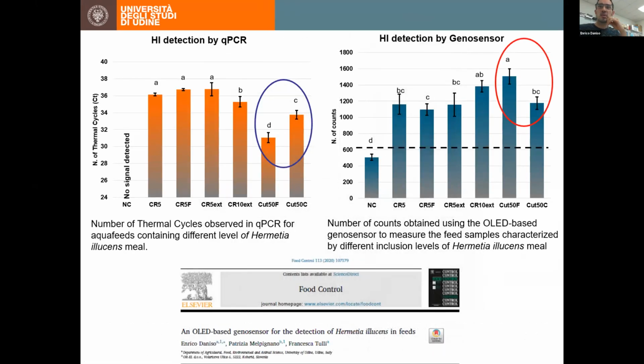If we compare the data that we obtain from the genosensor and the real-time PCR, we get this scheme. Of course, I should underline that in the real-time PCR we have an increase of the signal when we have less target. In the case of the genosensor, the more target, the higher the signal. So in this case, it looks like it should be the contrary.